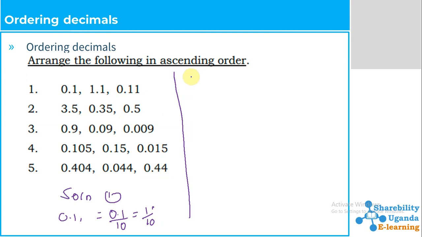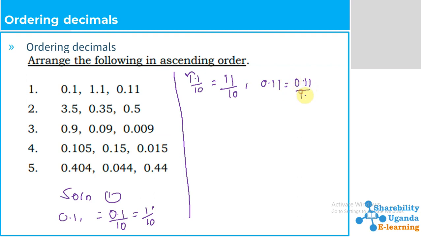Another one is 1.1. We divide this by 10. We said where there is a point we put a 10, and this pushes the point to this side. So here we have 11 out of 10. Now this is going to be another number of ours. We have 0.11.